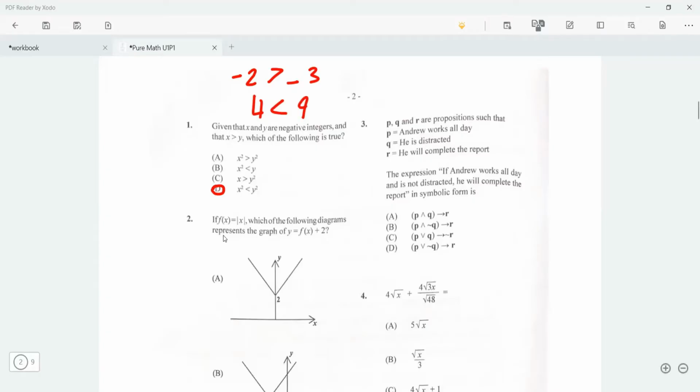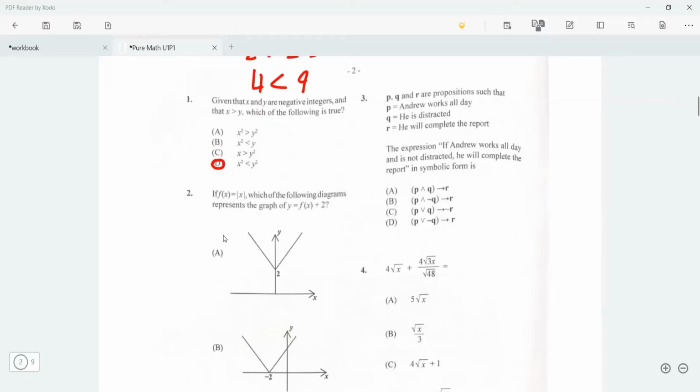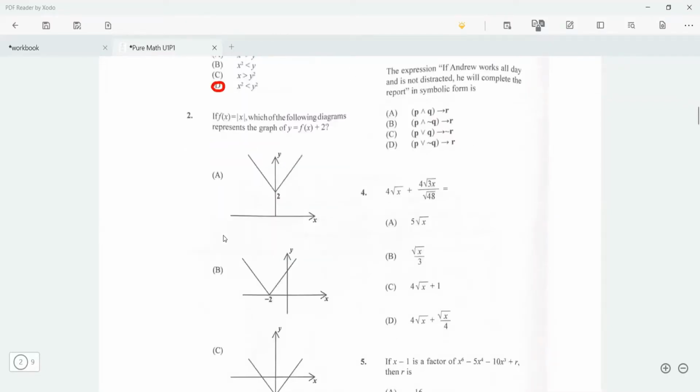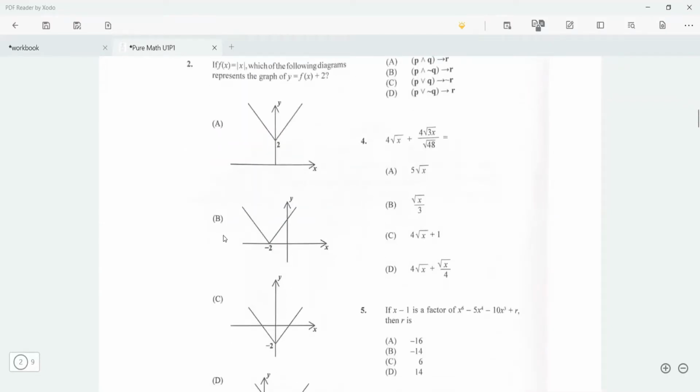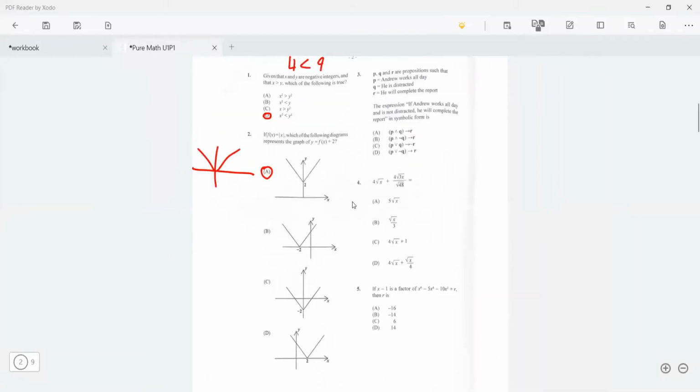Number 2, if f of x is the modulus of x, which of the following diagrams represent f of x plus 2? You have to remember this is the modulus of x. It looks like this. So if you add 2 to it, you move it upwards, and so it is going to be option A. So that's number 1 and 2, B and A.